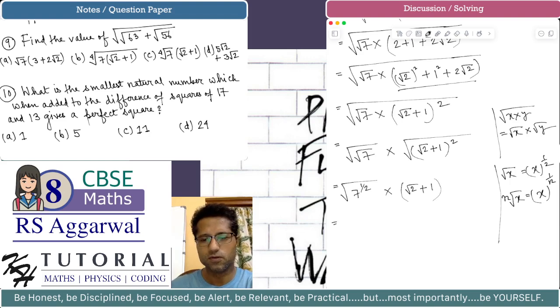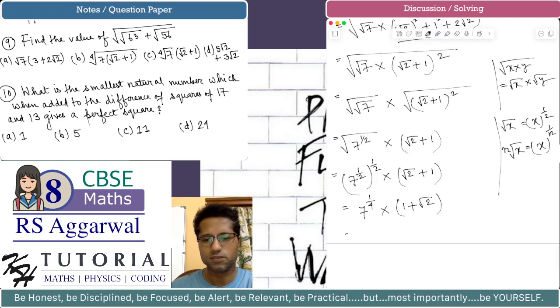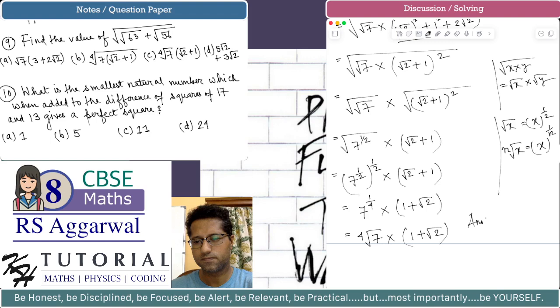So this is again equal to 7 to the power half, this whole to the power half, multiplied by 2 plus 1 square root. So this becomes 7 to the power 1 by 4 multiplied by 1 plus square root of 2. Now 7 to the power 1 by 4 is nothing but fourth root of 7, and we have multiplied by 1 plus square root of 2. So the correct choice is C. C is the correct choice.